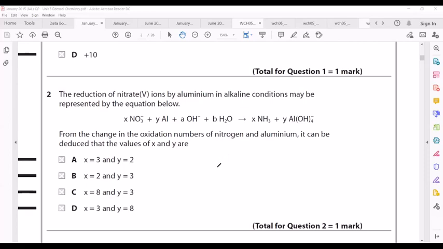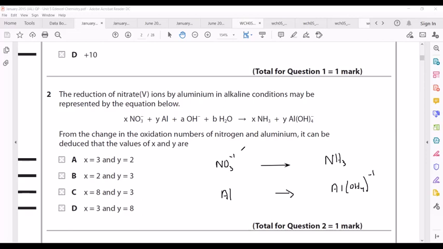So here NO3 with a charge of -1 changes to NH3, and aluminium changes to Al(OH)4 with a charge of -1. Now, what is the charge?